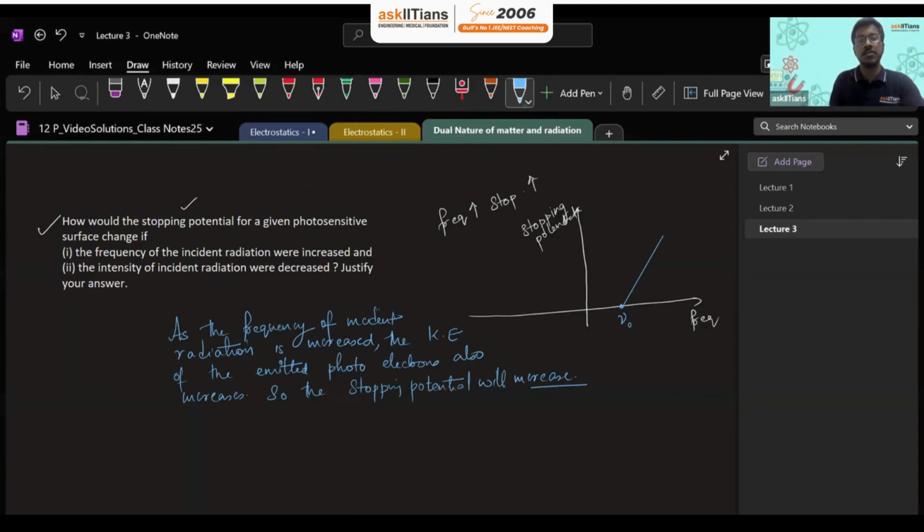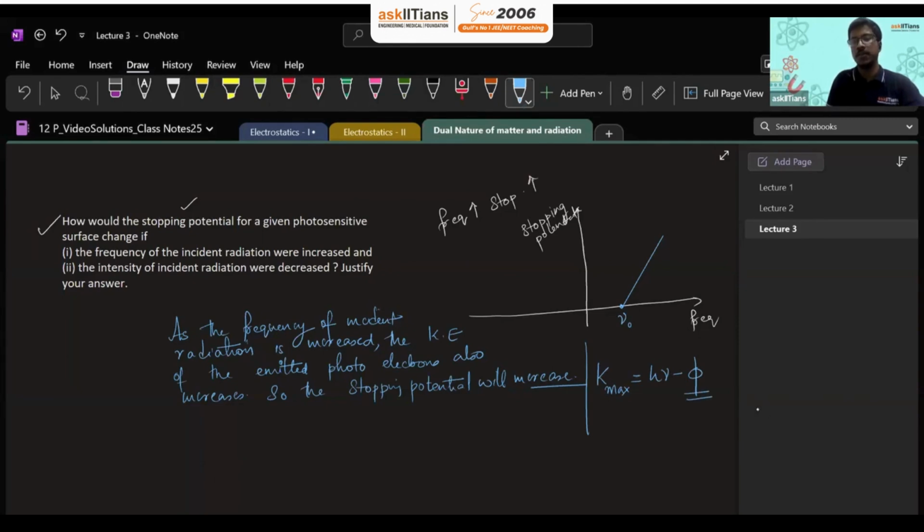Why? Because the stopping potential is the potential required to stop the most energetic photoelectron from reaching the collector plate, right? So if the emitted electron has more energy, it will require more negative potential to stop it from reaching the collector plate. And that's also evident from Einstein's photoelectric equation, which tells you that K max is equal to h nu minus phi.